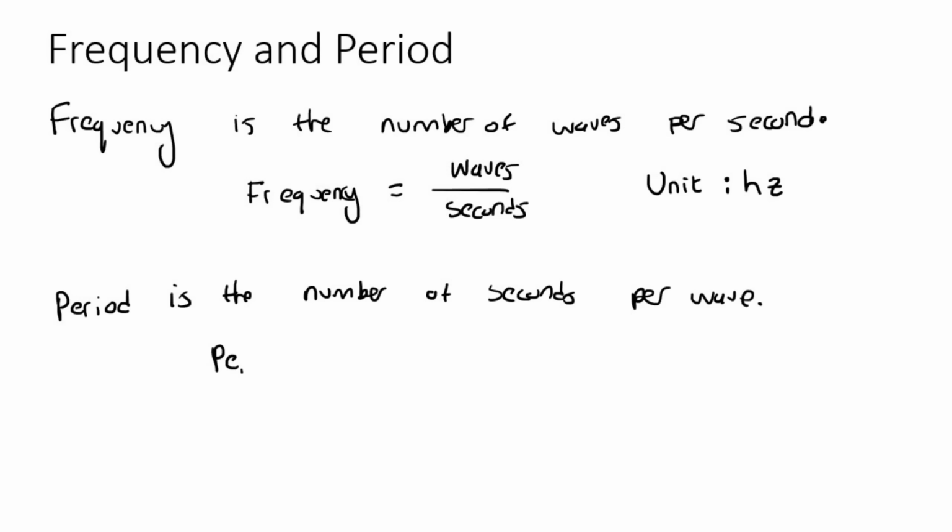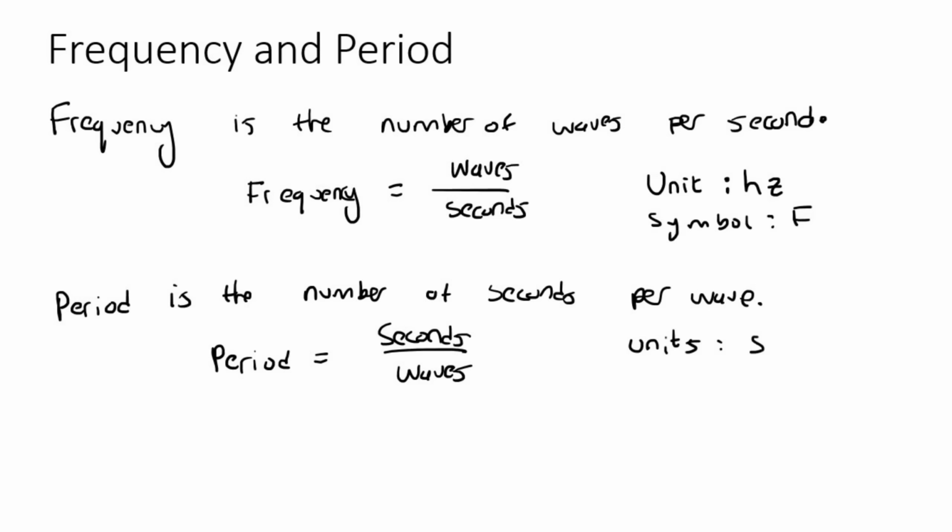So period is waves is seconds over waves. Oh, and I should also say here that the symbol for frequency is F. For period, the units will just be in seconds, and the symbol is actually a capital T. It's not a P, okay?